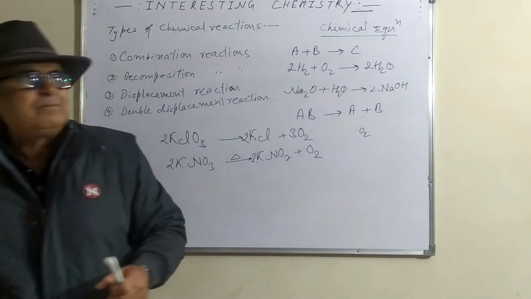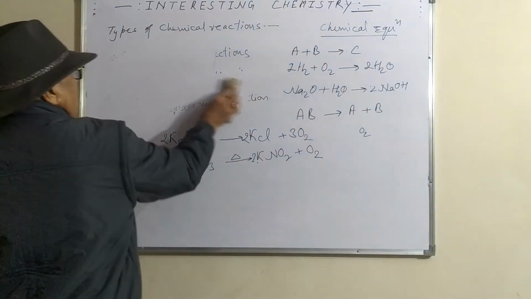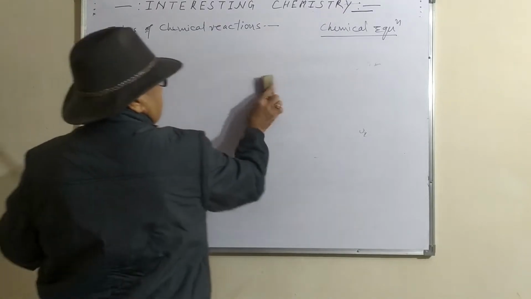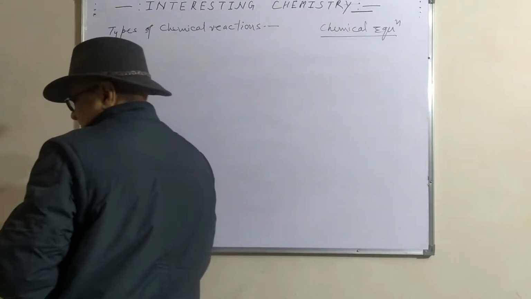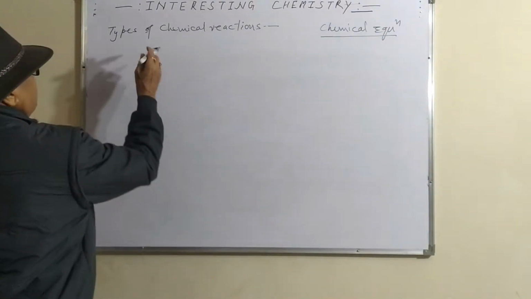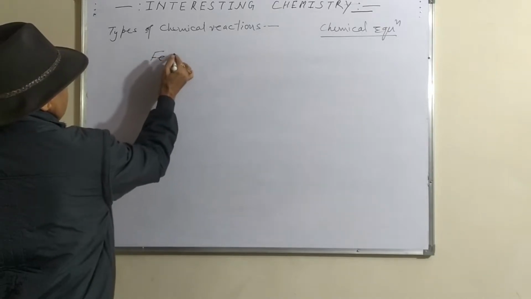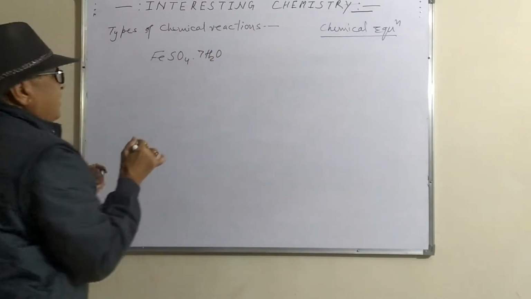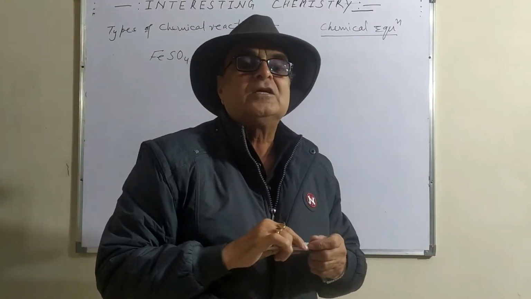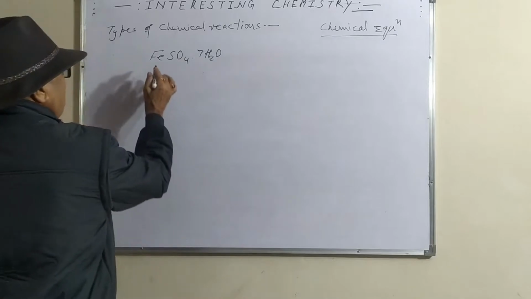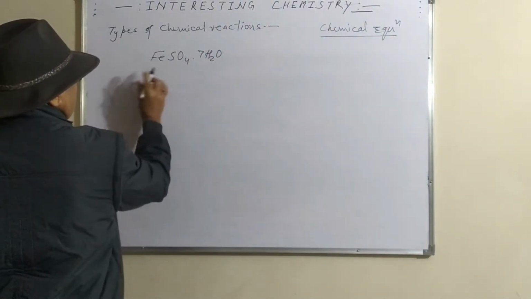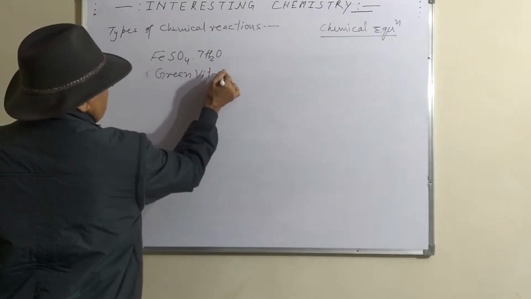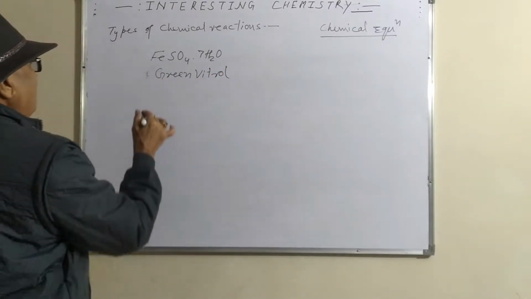Again I am giving some more examples of decomposition reactions. Here, take the example when crystalline ferrous sulfate is heated. What will be the form? It is crystalline FeSO4 with 7H2O as crystal water. This is called green vitriol. The common name of this ferrous sulfate is green vitriol. So it is FeSO4, ferrous sulfate or crystalline ferrous sulfate.